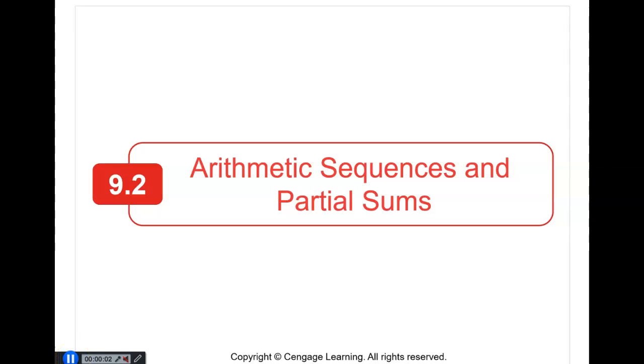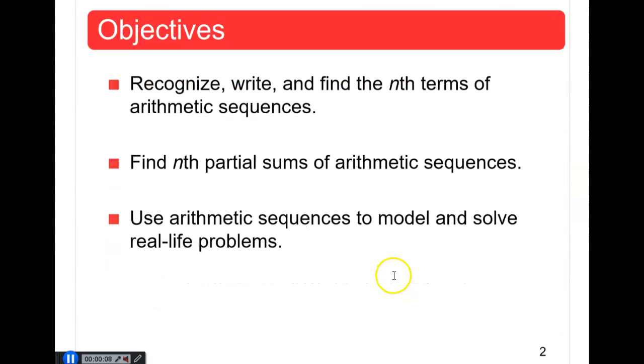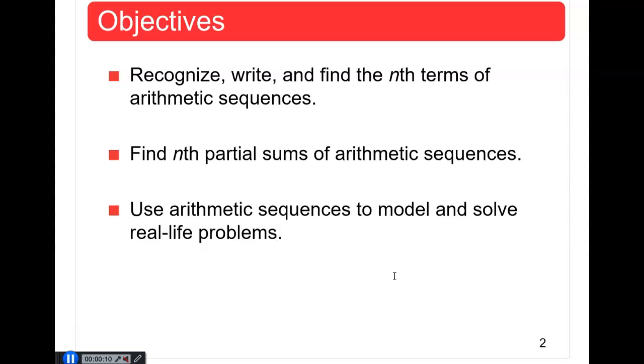This video will cover section 9.2, Arithmetic Sequences and Partial Sums. The objectives will be to recognize, write, and find the nth term of an arithmetic sequence, also to find the nth partial sums of arithmetic sequences, and also to use arithmetic sequences to model and solve real-life problems.